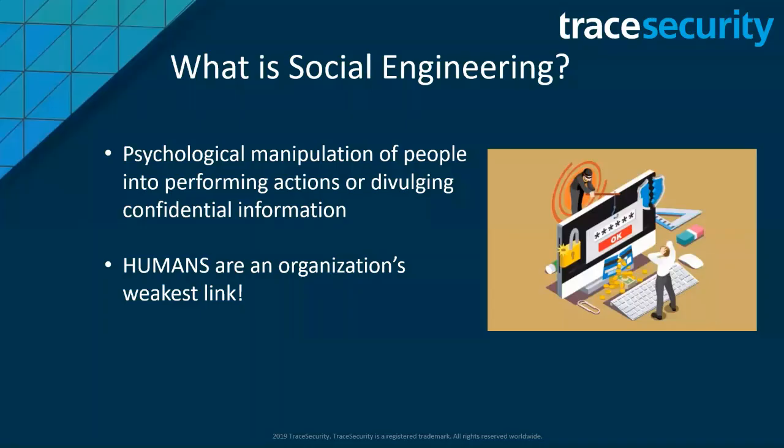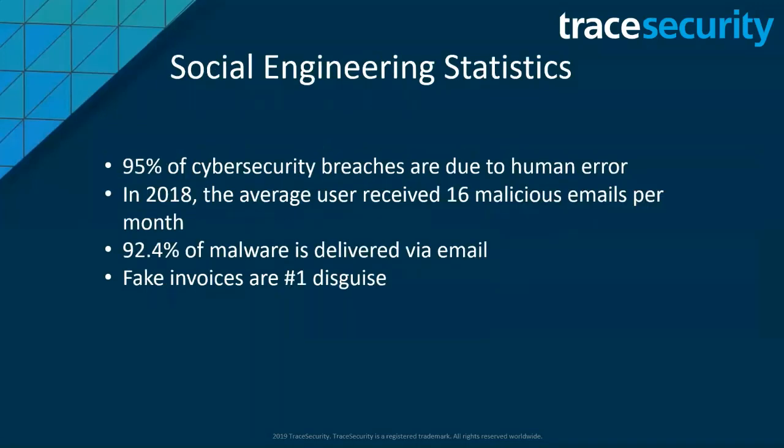to critical systems or sensitive information. And then as we know it, humans are the weakest link, and the statistics that I'm going to throw at you are going to show those. All right, based on extensive studies, aka Googling, I've come to the conclusion that 95% of all cybersecurity breaches are due to human error. In the year of 2018 alone, the average user received 16 malicious emails per month.